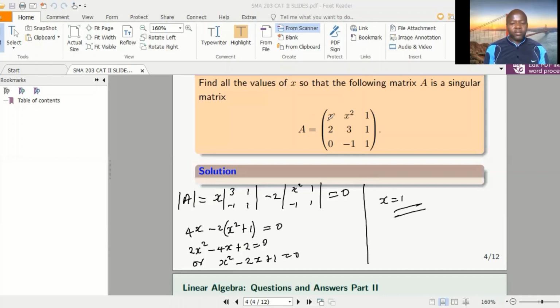So that means if x is 1, then this matrix will have a determinant of 0, or is singular. So that is what the question wants us to do, and that is exactly what we've done. Let's look at the next question.